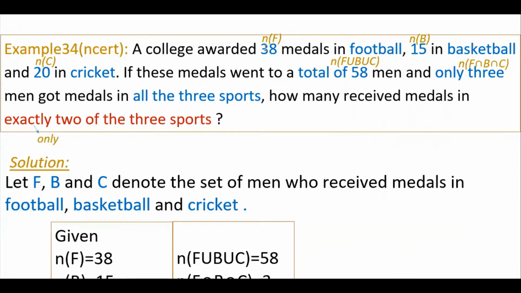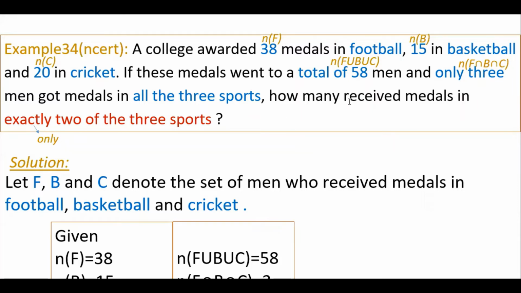So here 38 medals. So in football, the men got 38 medals, in basketball 15, and in cricket 20. So let F, B, and C denote the set of men who received medals in football, basketball, and cricket. So here N of F is equal to 38, N of B is equal to 15, and N of C is 20. And here the total of 58 men. So N of F union B union C is equal to 58. And only 3 men got medals in all the 3 sports. So N of F intersection B intersection C is equal to 3.